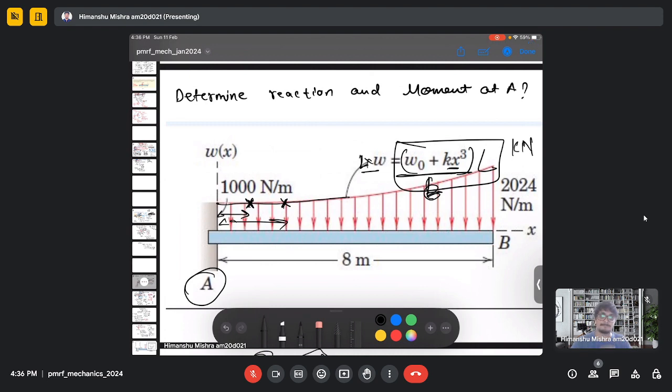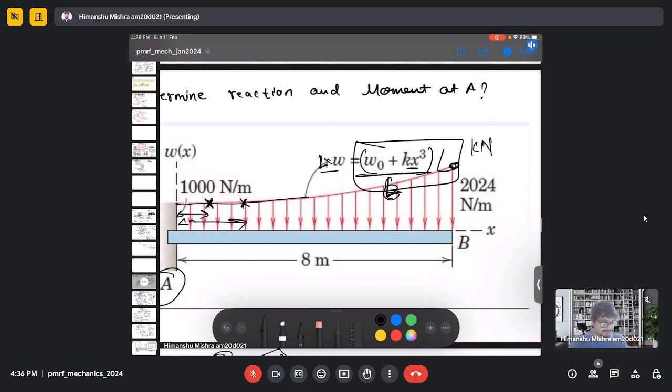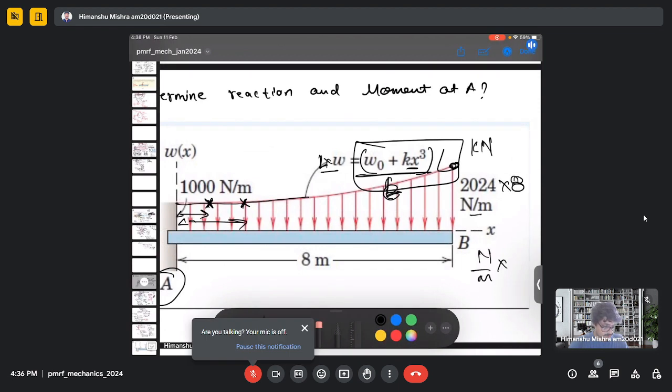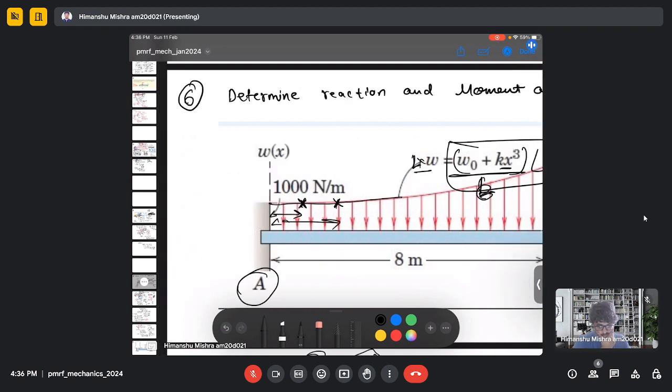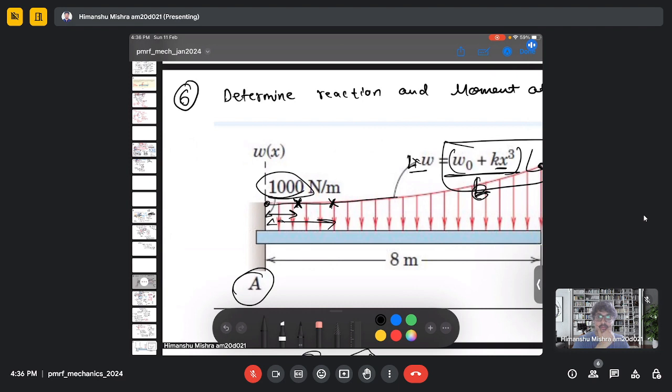Then the force at the point B is 2024 newton per meter, or 2024 multiplied by 8? What's the exact force at B? Yeah, it is at B. At B, it is 2024 multiplied by 8 newton per meter. Because newton per meter, if you multiply it by meter, then it becomes newton. So that's the value of the force at B. Then the point at A is 0, right? Then there is no load like this? No, no. At A it is not zero. Oh, sorry, yeah.